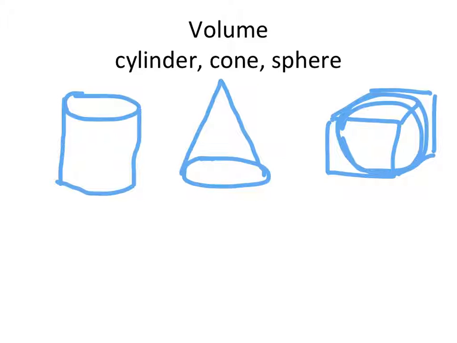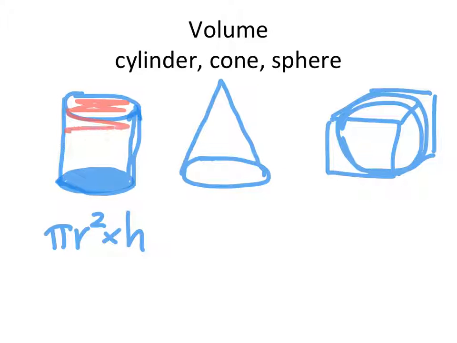To find the volume of a cylinder, we need to find the area of the bottom, how much it would take to cover the bottom, and then the height so that we can fill that cylinder. We know that finding the area of a circle is pi r squared. That would give us the area of the bottom. So to get the volume, we need to take that times height. And that will give us the volume of the entire cylinder, what it would take to fill the cylinder.